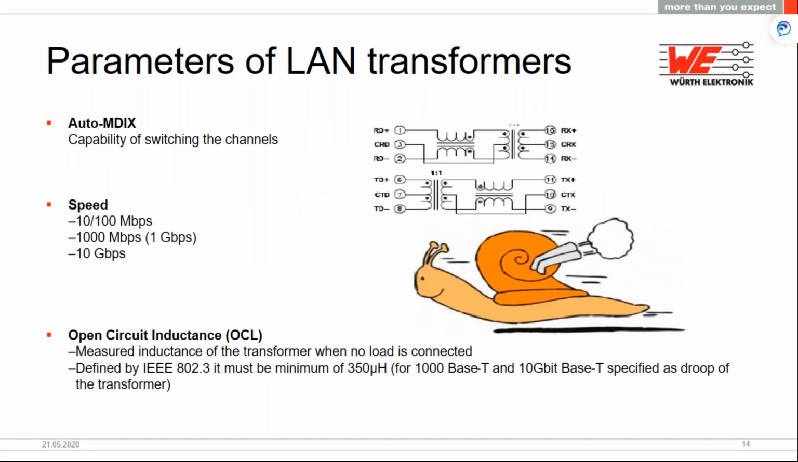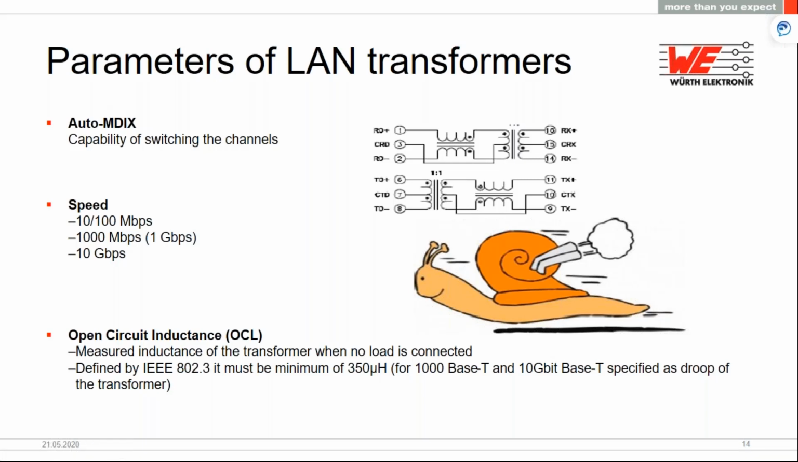Starting with auto MDIX. Auto MDIX is basically the property of switching between channels. Normally the twisted pair ports must be connected so that the transmitting pair on one end is connected to the receiving pair on the other, and vice versa. Switching between these two different channels, or how many channels we need, entirely depends on the second property, which is speed. Let's say for 1000 megabits per second, we might just require 2 channels. But if we increase the speed to 10 gigabits per second, then we might require 4 or even 6 channels in some cases. And Auto MDIX will define the capability of how we switch between those channels.